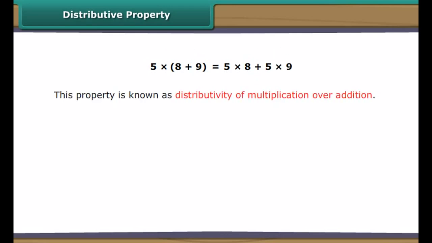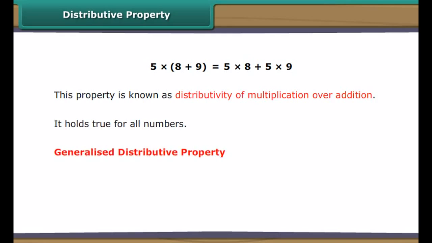Distributive property. Look at this expression. 5 into (8 + 9). It can also be written as 5 into 8 plus 5 into 9. This property is known as distributivity of multiplication over addition. It holds true for all numbers.